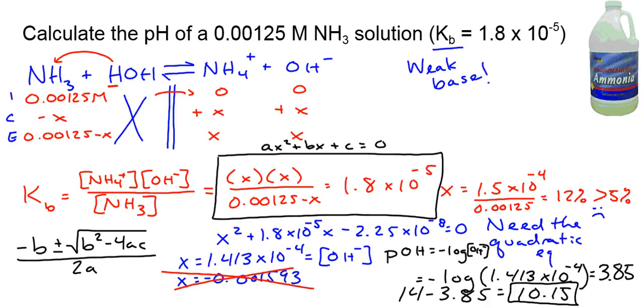And that should make a lot more sense because this is a base. The pH should be greater than 7. So if you get 3.85 and feel like you've ended, maybe you are at pOH, and that would tell you, if you thought it was pH, that it was acidic, when in essence it is actually still saying it's basic. So that is how you calculate the pH of a weak base solution when needing to use the quadratic equation.